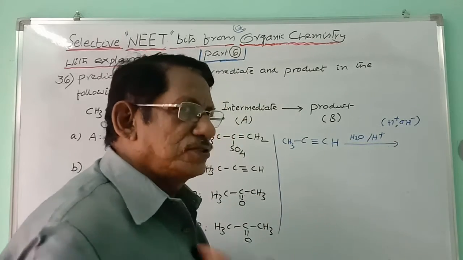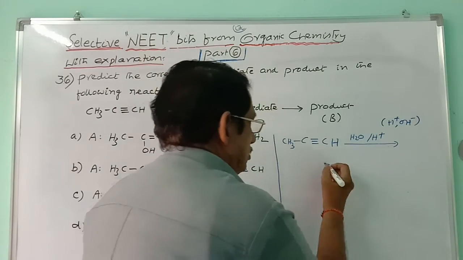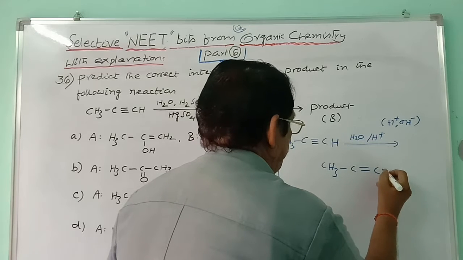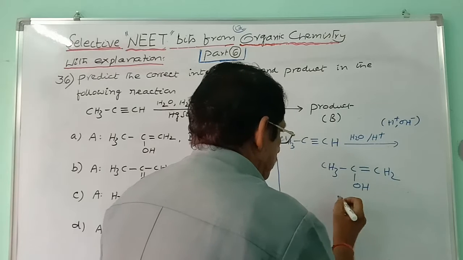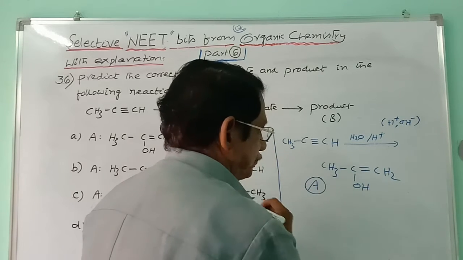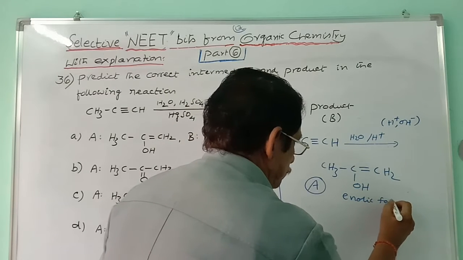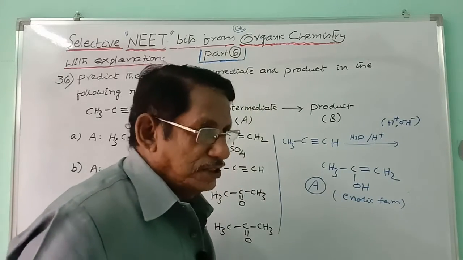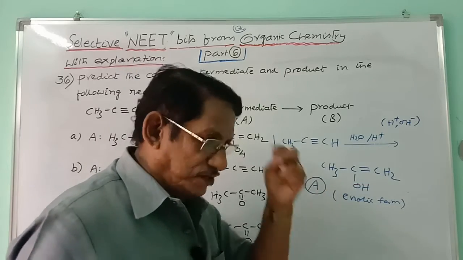Triple bond will be converted into double bond. Yne will be converted into ene. So what is the product obtained here? CH3, C, double bond, C, H here, OH here. This is the intermediate product A. This is the enolic form. Whenever an OH group is carried by an sp2 carbon, it is called ene plus ol, enol. So this is the enolic form.